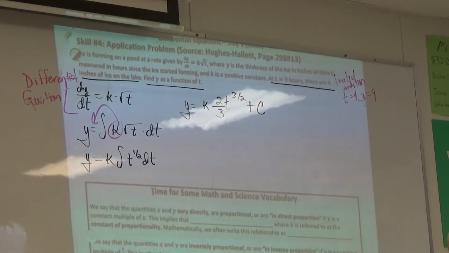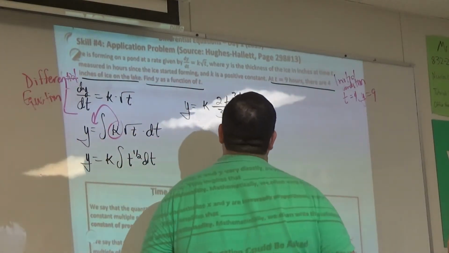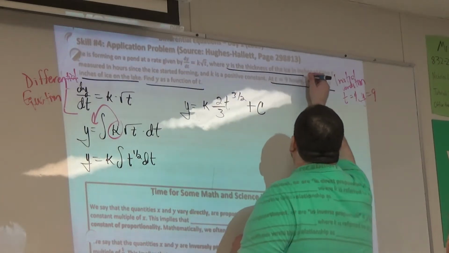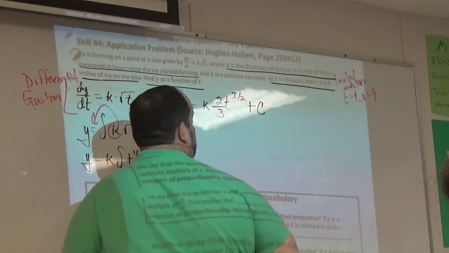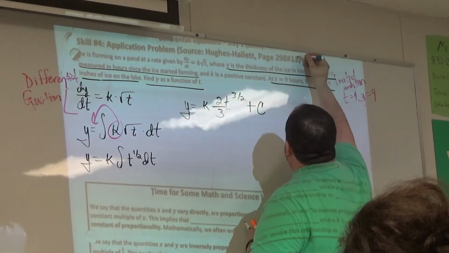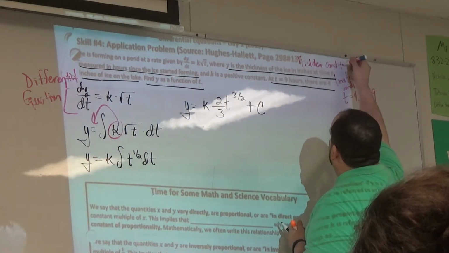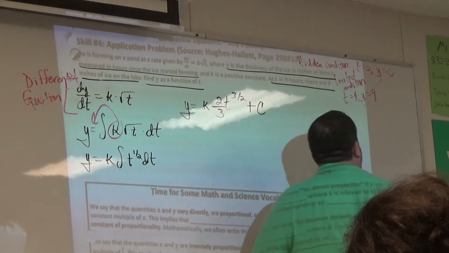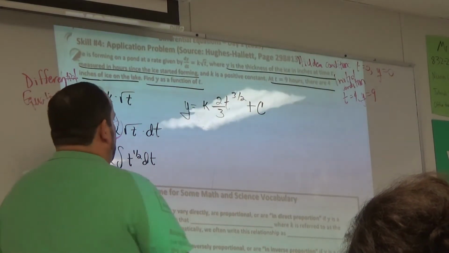At t equals 0, how much ice? 0. The problem says y is the thickness of ice in inches at time t measured since it started forming. So this hidden condition, and I don't know if it's technically called a hidden condition, but let's call it that. The hidden condition says if t is equal to 0, y has to be equal to 0. So let's see what we can do with that.